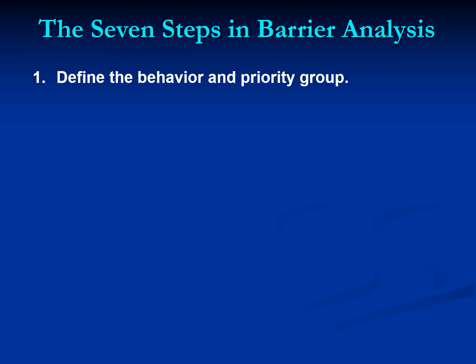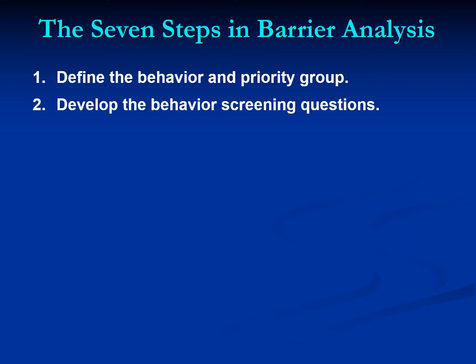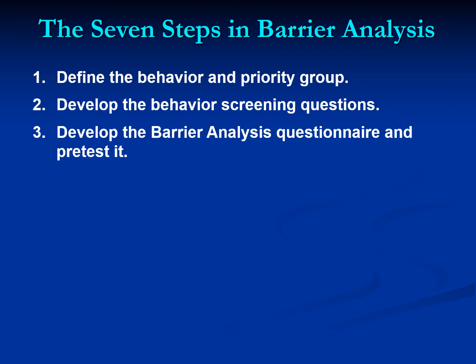First is defining the behavior and priority group. Priority group: who do you want to practice the behavior? And the behavior usually needs to be pretty specific. Second, develop the behavior screening questions, those questions that you use to see if someone's a doer or a non-doer. And it's a little bit more tricky than you might imagine.